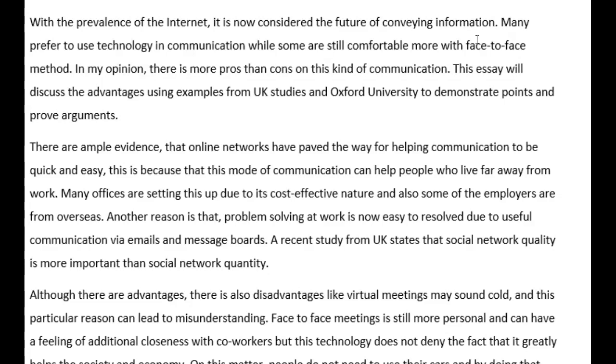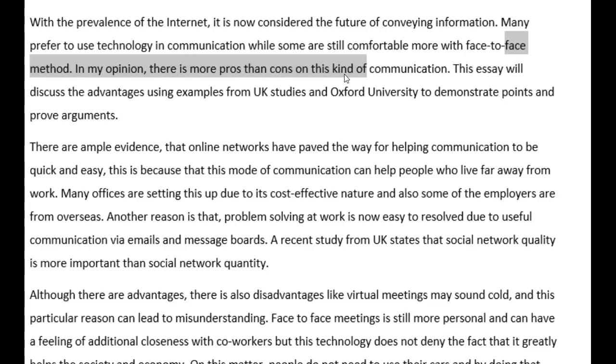In my opinion, there are more pros and cons to this kind of communication. Which one, though? It's not clear because in that previous sentence, you used two. You said technology, and then other people are like, no, face to face. So when you say this kind of communication, you've got to be careful. It's not clear to us which one you're referring to.